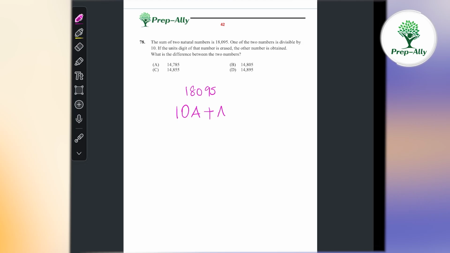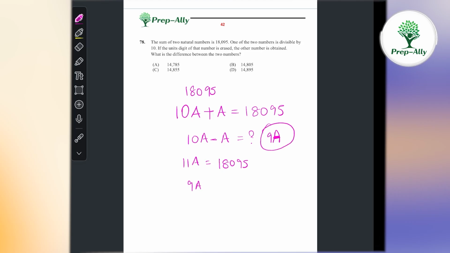So we have 10A plus A equals 18095, and what are they asking? The difference between the two numbers. So they're asking 10A minus A. So 11A equals 18095, and they're asking 9A, right? So 9A equals 18095 by 11 into 9, which is equal to 14,805, which is option B.